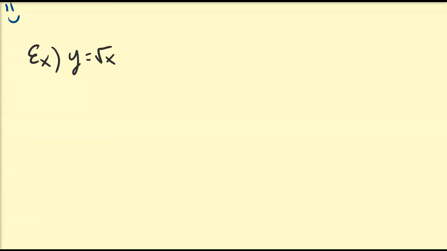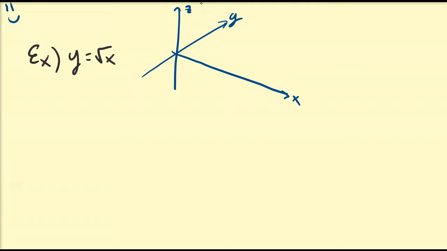So, for example, consider the curve y is equal to the square root of x. I'm going to be looking at this from a particular angle. I'll look at this as the x-axis and this as the y-axis, and let that be the z-axis. So the curve y equals the square root of x is this curve right here. If we look at its mirror image over here, this curve would be y equals negative square root of x.